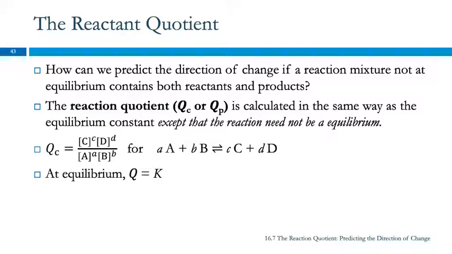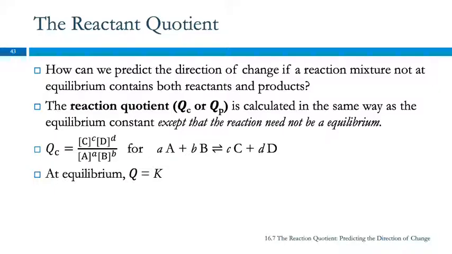So if we have a reaction mixture that's not at equilibrium and we have reactants and products present, how can we tell which direction the reaction is going to go? We use what's called the reaction quotient. The reaction quotient, QC or QP, for concentration or pressure, is calculated using the same expression as the equilibrium constant. The difference is that the reaction is not at equilibrium. So we're calculating this value with whatever concentrations we currently have.